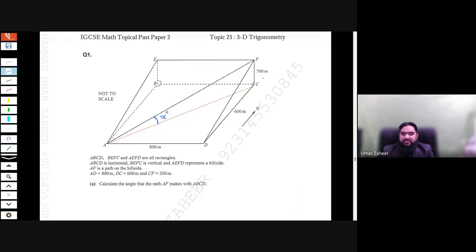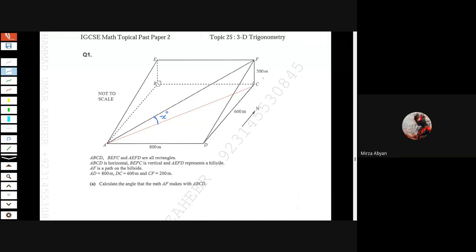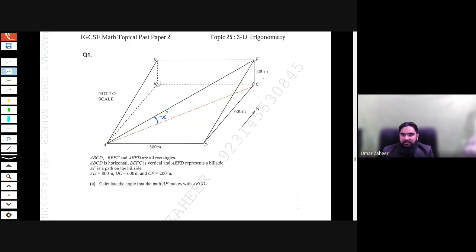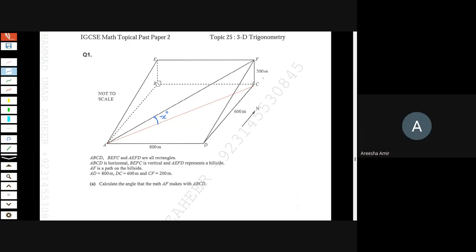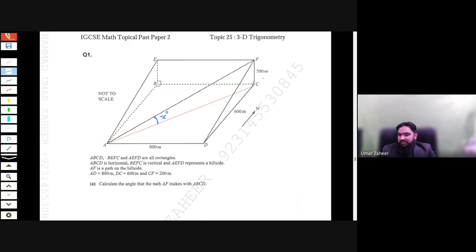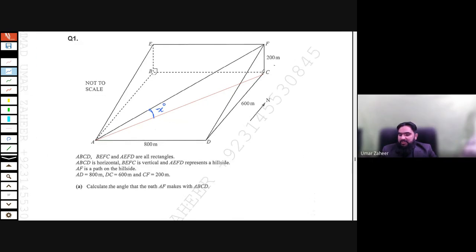Yes, everyone. Was the question clear? Yes, sir. Because in this one, first of all, it is really important that the question must be clear. After that, we have to go for the solution. Okay. Now, if you look carefully, it is a right angle.